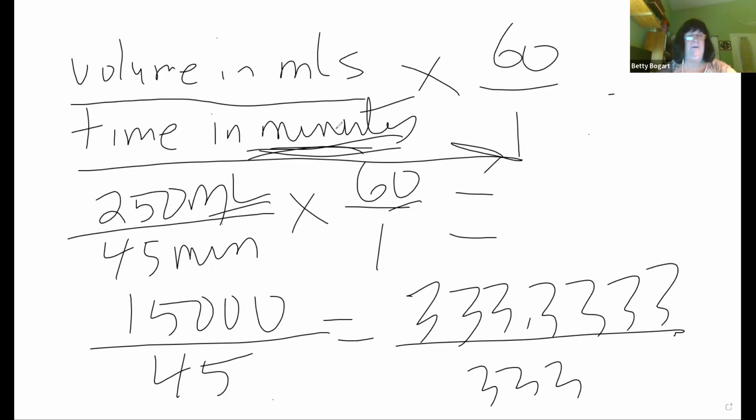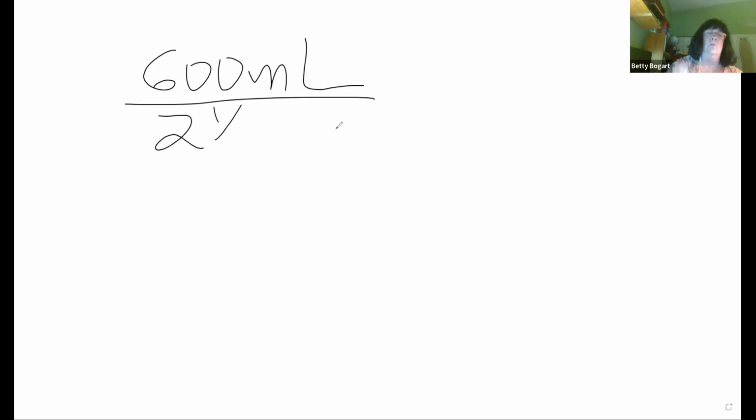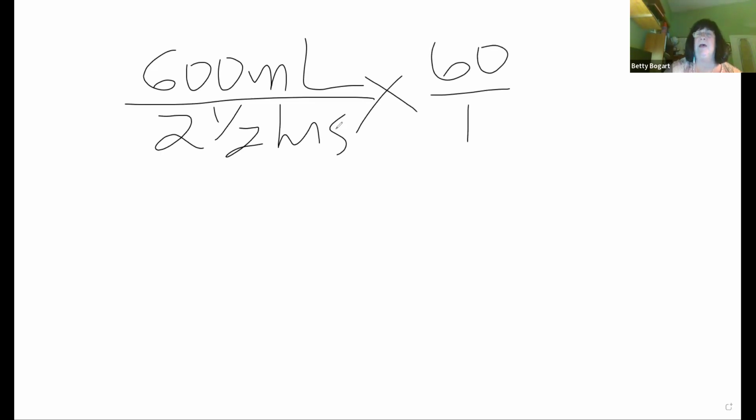Now, what if, because this is the other part of mLs per hour, I want to give 600 mLs over 2.5 hours. Remember, always multiply it by 60. Students forget the 60 all the time. I always tell you at the beginning of the exam, before you start, write down your 3 equations, because when it gets to answering the questions, you're going to forget the equation. Give me 1 second. I got to talk.